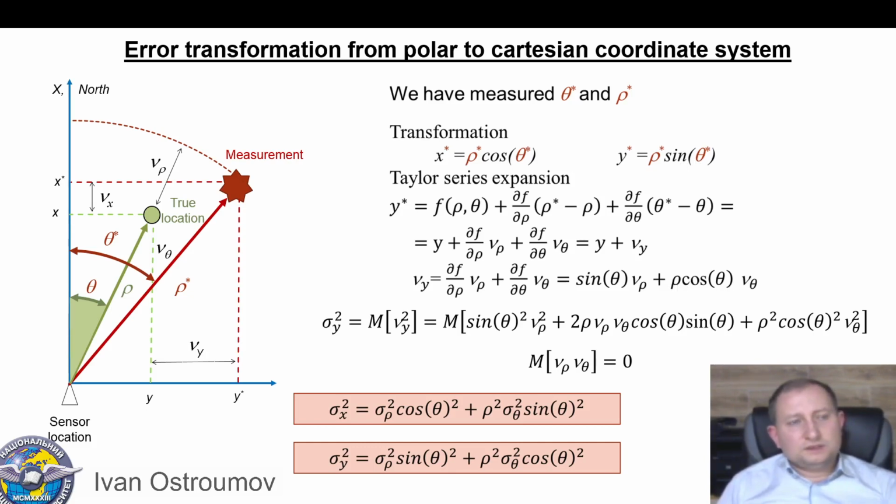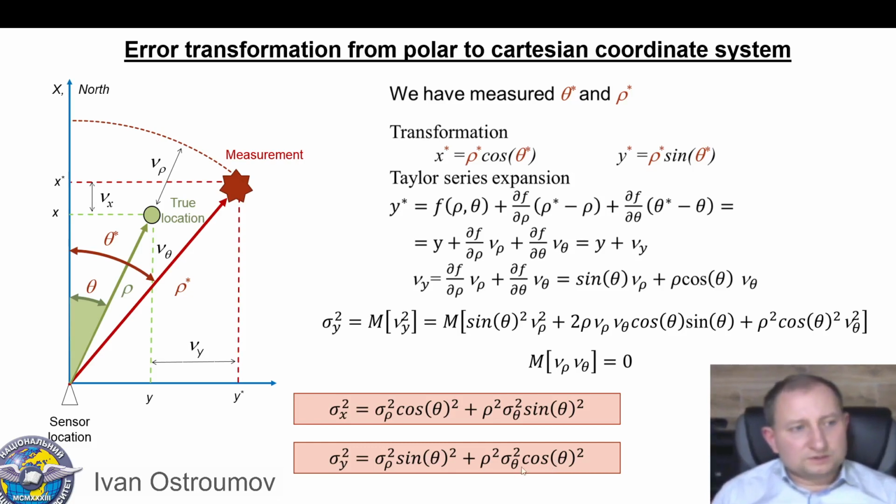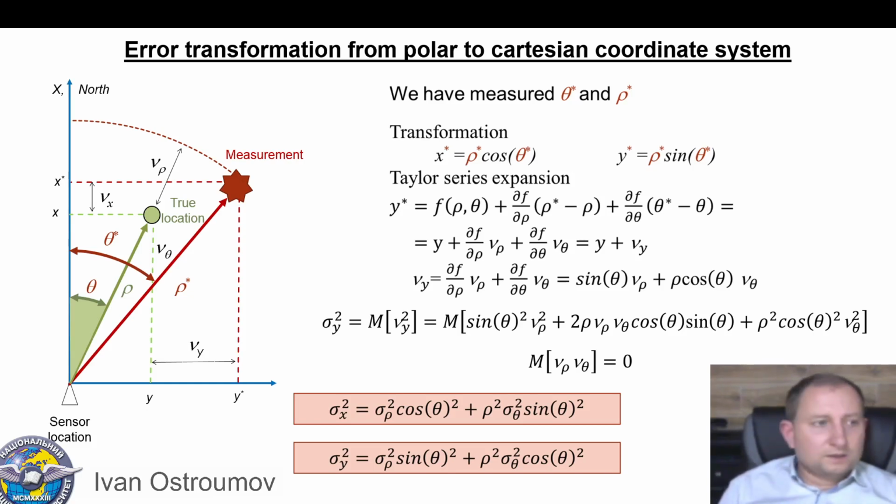And then if we continue at the same way, we've got approximately the same formula. However, sine and cosine will change place between each other. That's why two of these formulas, usually called analytical formulas for error transformation from polar coordinates to the Cartesian one.